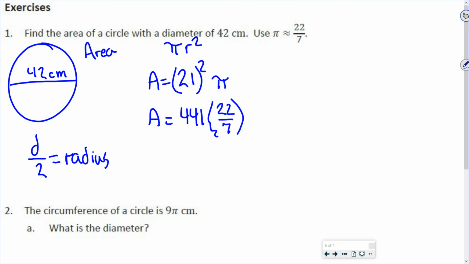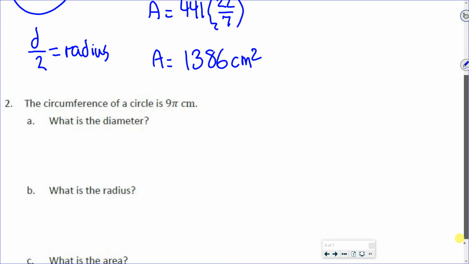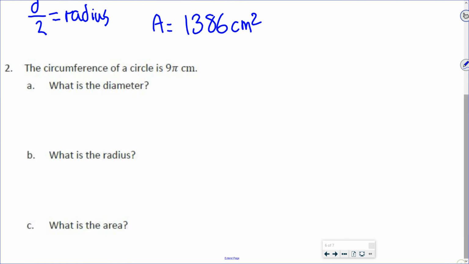Okay, so now this becomes a simple multiplication problem. 441 times 22/7 gives me an area of 1,386 centimeters squared. Now, if you're starting to recognize these problems are getting easier the more we practice them, I'm not saying they're going to be super easy every single time we get to a problem. Like, see this one here.